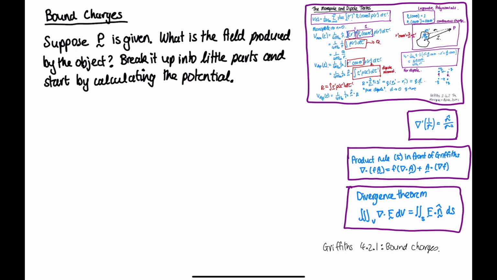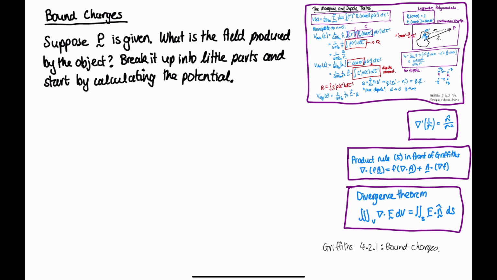So now we're going to consider the electric fields and potentials caused by these bound charges moving to give a polarization. So we're going to be trying to answer problems where we're given the polarization. If we suppose that the polarization is given, what we want to work out how to do is to find the field produced by the object. So for now, we're not worrying about the field which is causing that polarization in the first place. We're saying, given that we have this polarization, what field is this polarized object going to produce?